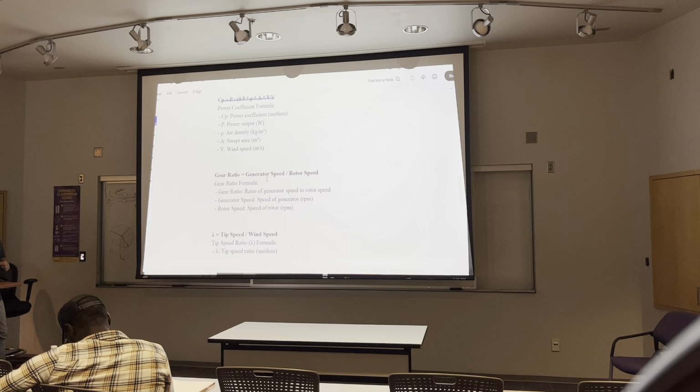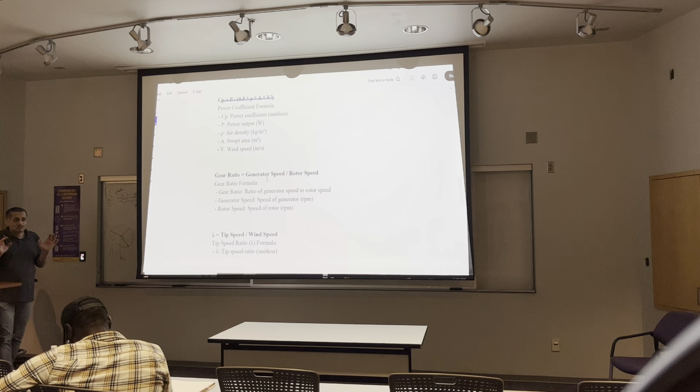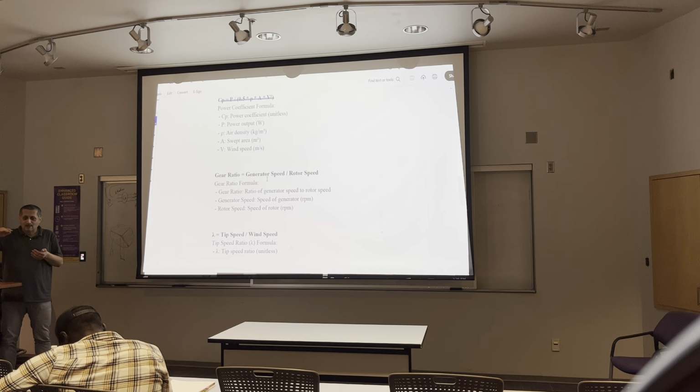Tip speed to wind speed, we don't know, maybe more than one or less than one. It depends, because there is no guarantee to get the same air pressure, the same wind direction, or the same wind speed. No guarantee to get it. Not the same.